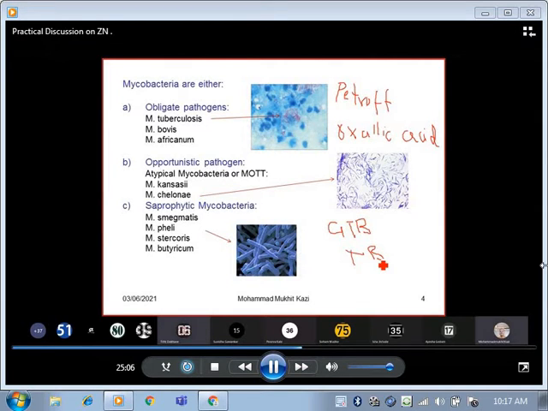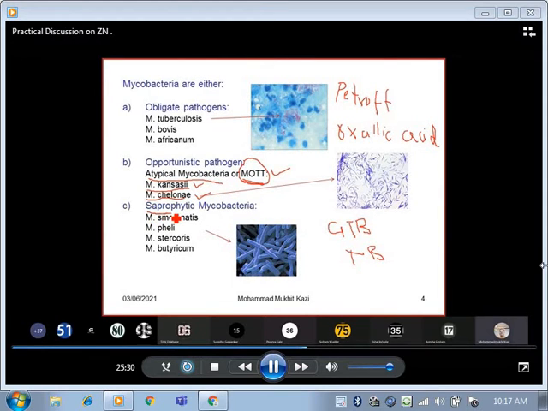Mycobacteria other than tuberculosis. If you see here, it is written MOTT. So if you get a short answer question on MOTT, you should write about the atypical mycobacteria, that is, mycobacteria other than tuberculosis. They have given only 2 examples here, though of course there are lots of examples: Mycobacterium kansasii, which is a photochromogen, and Mycobacterium chelonei, which is a rapid grower.